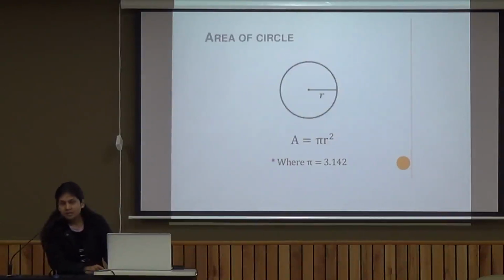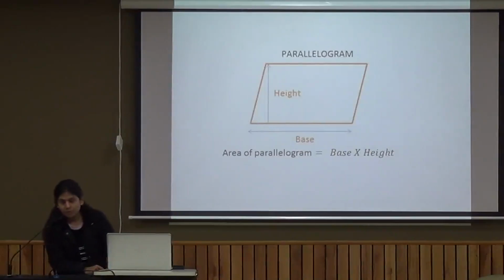Similarly, we can calculate the area of a circle which is equal to pi r square. Here again pi is equal to 22 by 7. Now coming on to a parallelogram. A parallelogram is a four-sided closed figure where there are two pairs of opposite sides which are parallel to each other. How do we calculate the area of a parallelogram? It is given by base into height. Please note that height is always the perpendicular distance from the vertex to the base of the parallelogram.